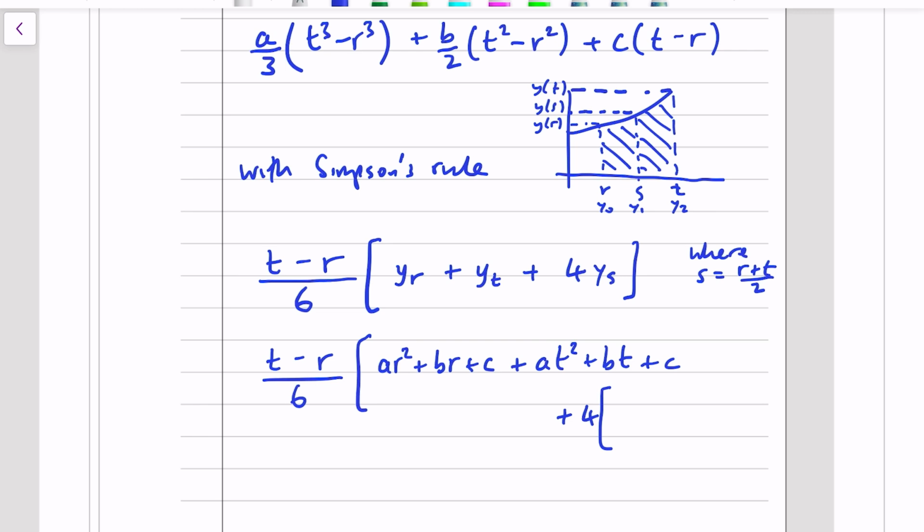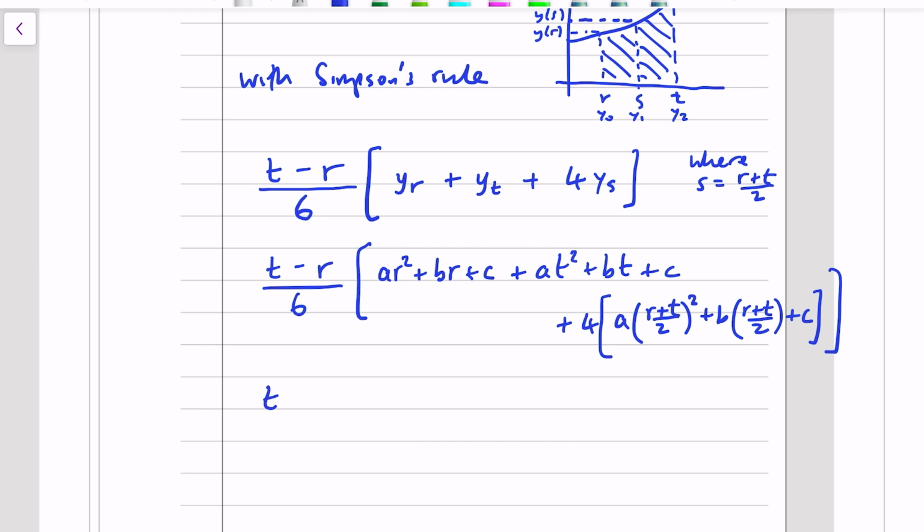A x squared, so a times (r plus t all over 2) all squared, plus b (r plus t) over 2 plus c. Somehow we've got to prove that it comes out to be the expression at the top of the page. I guess you could just expand the whole thing out and see what you get. Probably the quickest way to do it, to be honest. So let's go looking for some like terms.